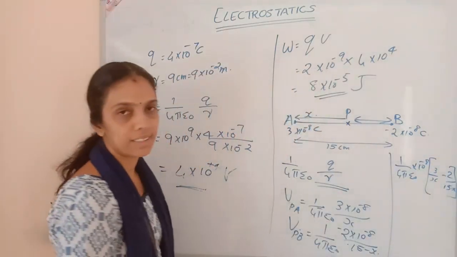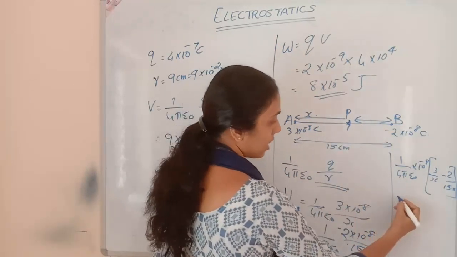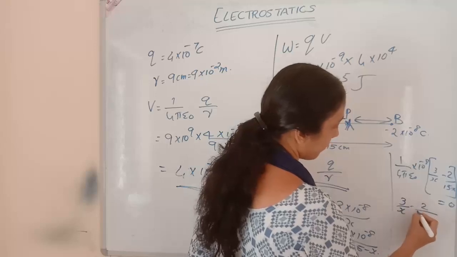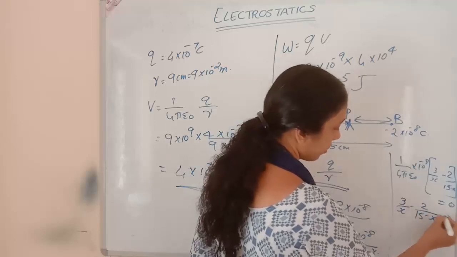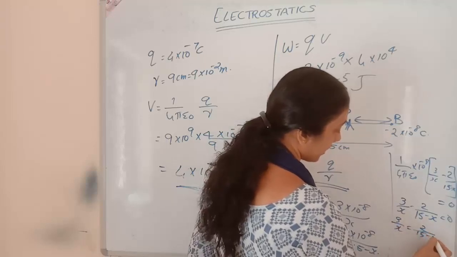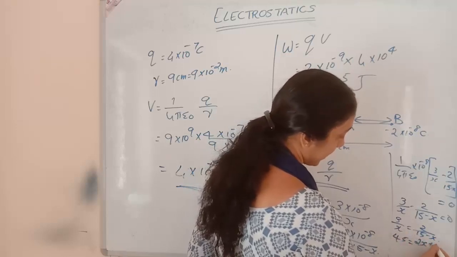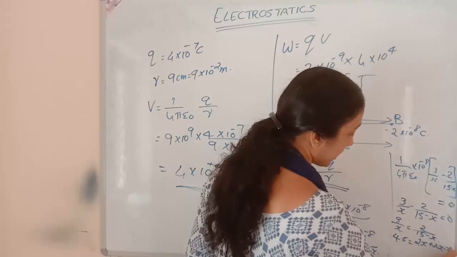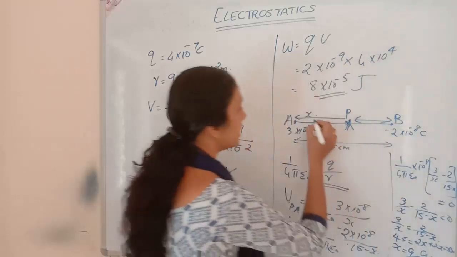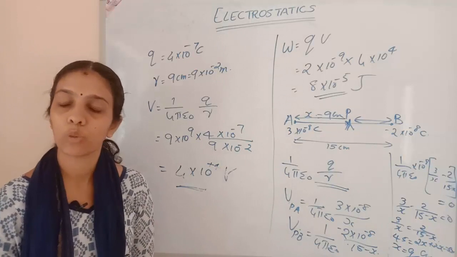So this is the net potential, and that is equal to 0 at this point x, right? So 3 by x minus 2 by 15 minus x is equal to 0. Therefore 3 by x equals 2 by 15 minus x. So here 45 equals 2x plus 3x, so it is 5x. So x we are getting as 9 centimeter. So at a distance of 9 centimeter we will get a point where this potential is equal to 0.